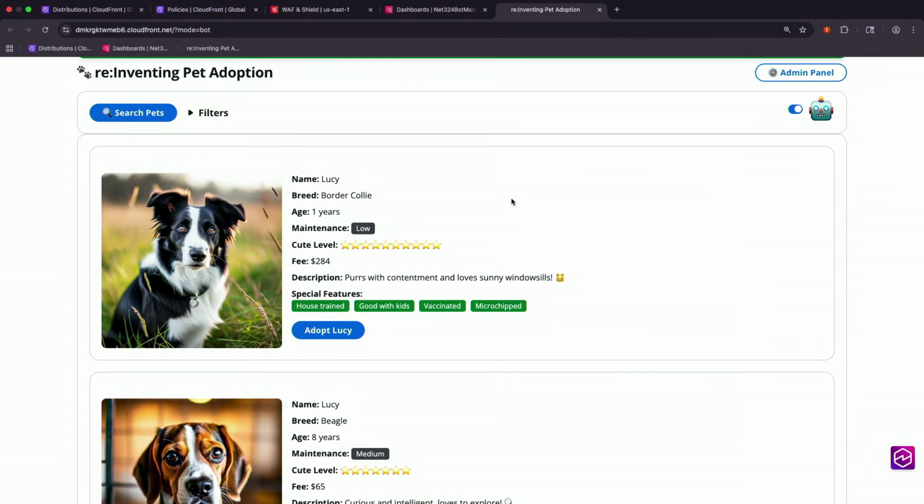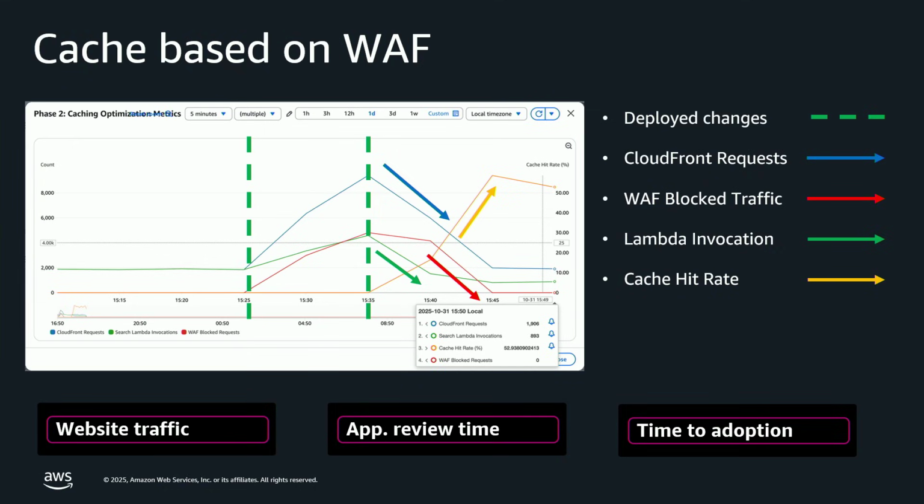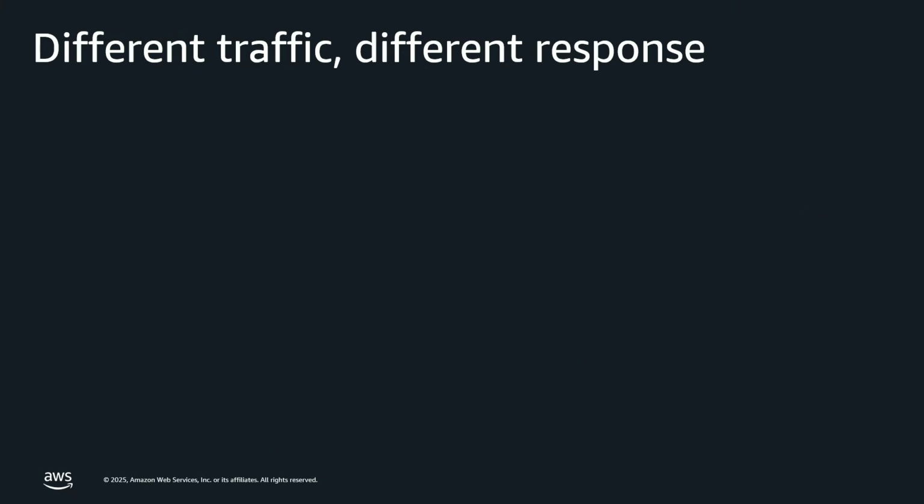So we are going to present a couple more approaches on how you can customize the bot traffic even further. So we believe that different traffic deserves different responses. And we're going to use a couple of concepts within CloudFront and WAF that will help us provide different responses to bots, but still doesn't signal back to the bots that they're being blocked.